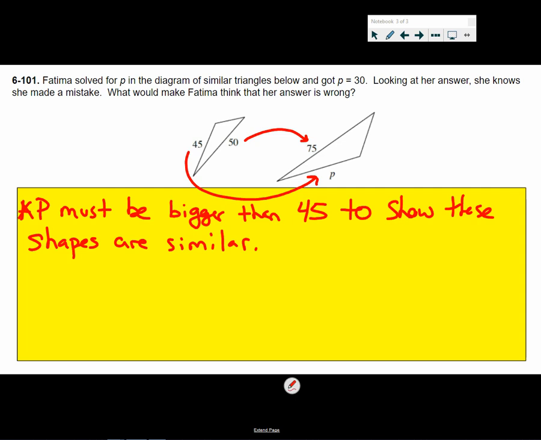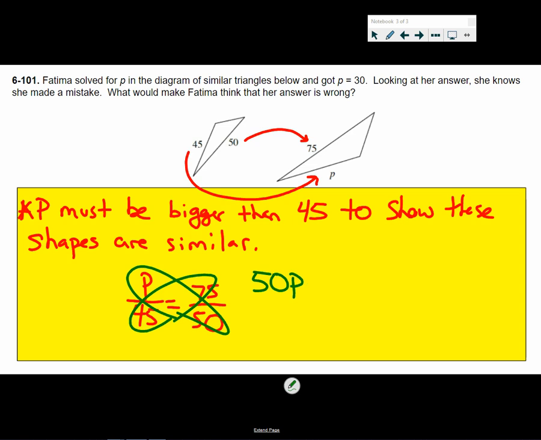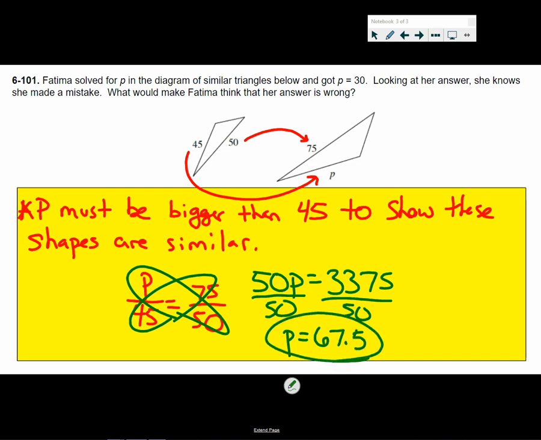I would write a proportion, I'm going to do P over 45 equals 75 over 50. So I'm going to cross multiply and get 50P equals 75 times 45, which is 3,375, and then I divide both sides by 50. So P equals 67.5, which is more reasonable because now it's bigger than 45.